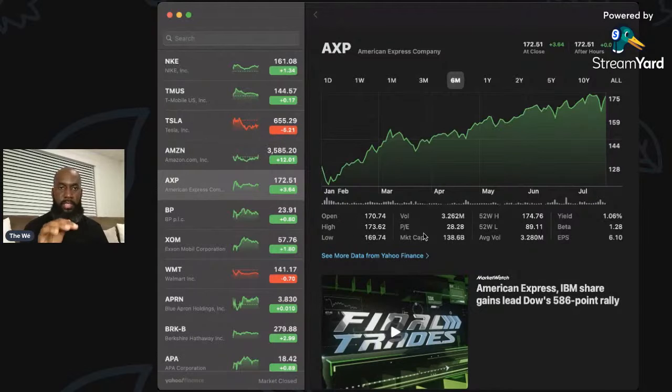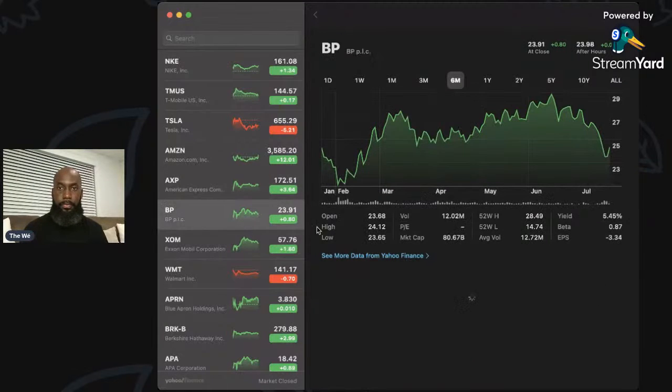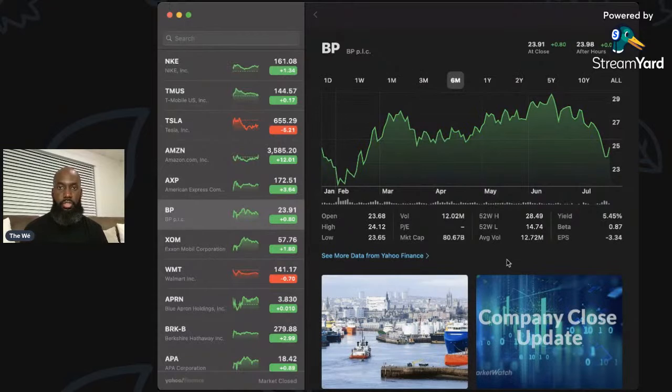You want to invest in companies that do that. Do a lot of companies do that? No. The companies that do that, they do it well. The ones that don't, look at BP, for example. Look at this. See that? Over the last 6 months, choppy as hell.